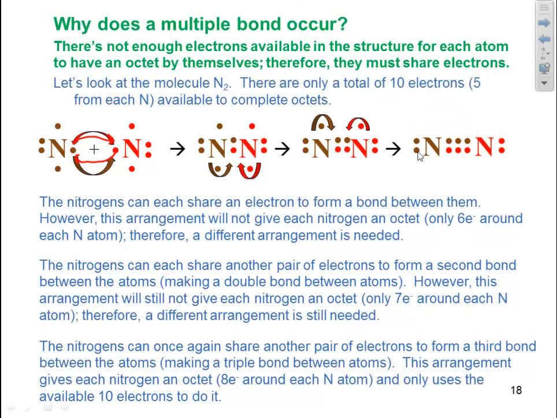Now we have 2, 4, 6, 8 around nitrogen, and 2, 4, 6, 8 around this nitrogen, so they both have octets. And it took us how many electrons to do that? 2, 4, 6, 8, 10. And so we're now at the 10 valence electrons that we have. So what we end up with is a triple bond between the nitrogens.